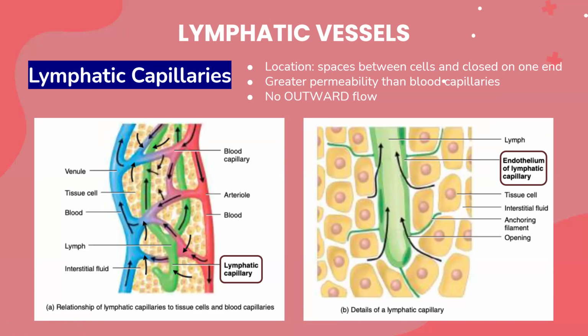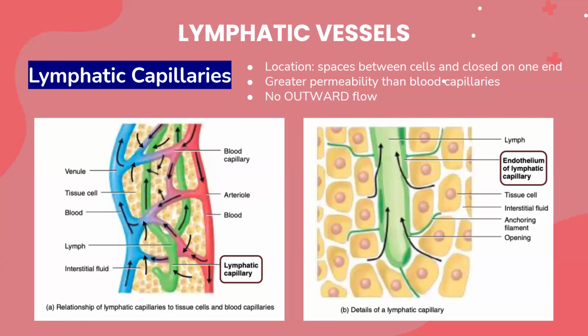These lymphatic vessels unite to form larger lymphatic vessels, and they can absorb large molecules such as proteins and lipids. Okay. They have a greater permeability than your blood capillaries because, again, one of its functions is to drain excess interstitial fluid. So it will have an easier time to exchange if it has greater permeability, or it's easier for things to pass through it. That's what permeability means.